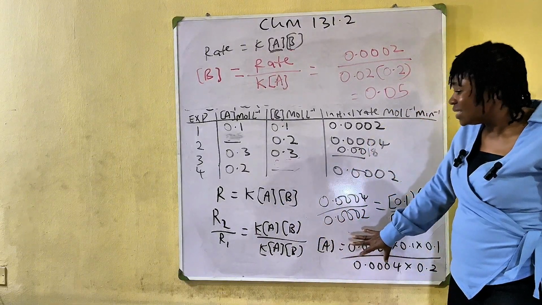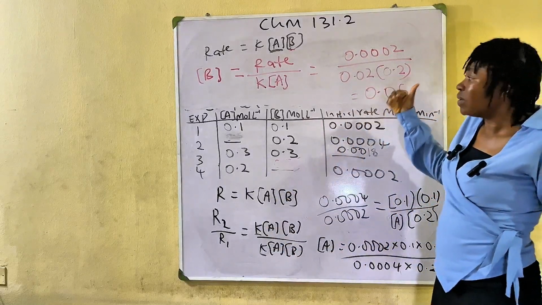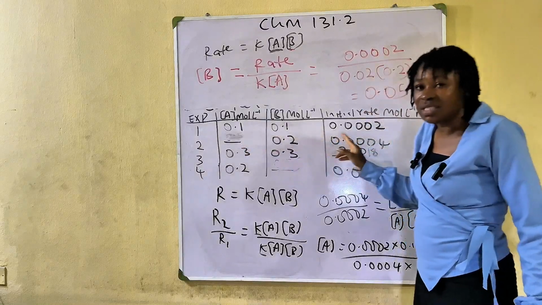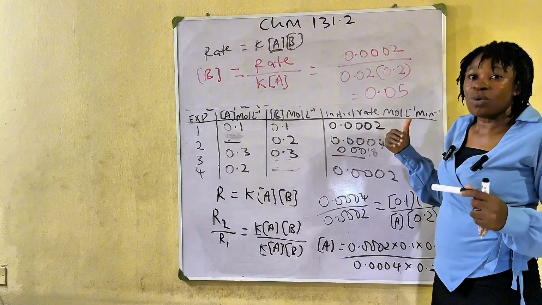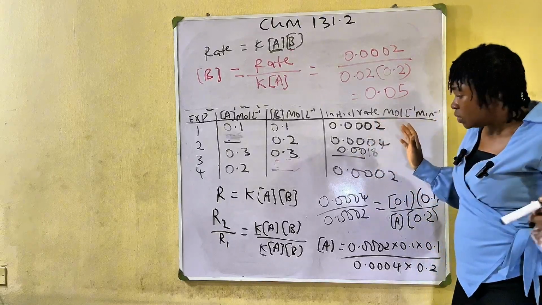So using this method, we don't need to find K. But in the first one I solved, I found K using the experiment that has a complete table. We were unable to fill the table with ease. So any method I want to use, no problem.